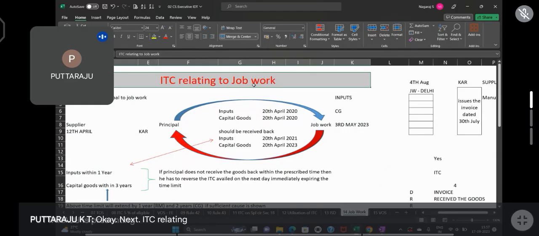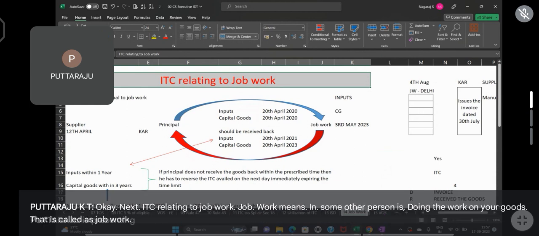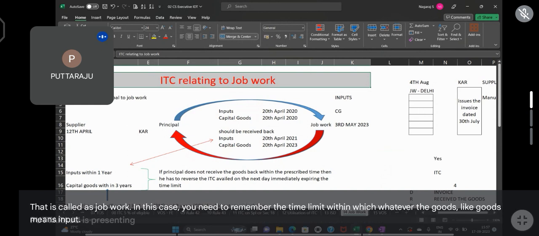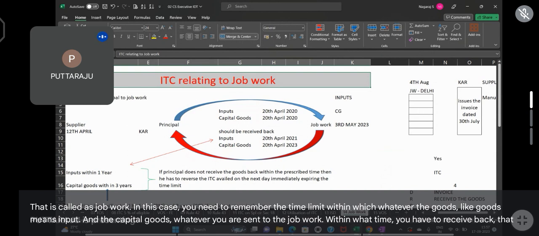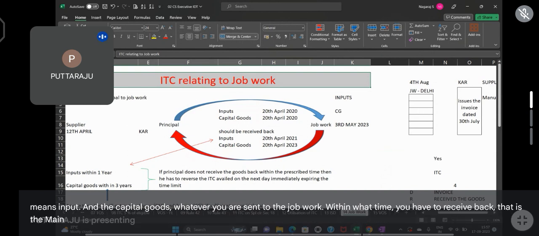ITC relating to job work. Job work means some other person is doing the work on your goods. That is called job work. In this case, you need to remember the time limit within which the goods, like input and capital goods, whatever you have sent to the job work, you have to receive back. That is the main thing here.